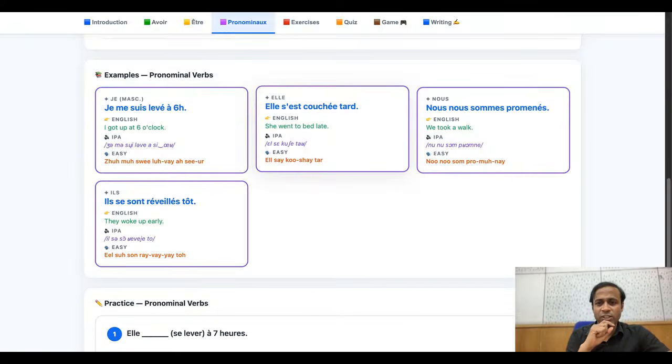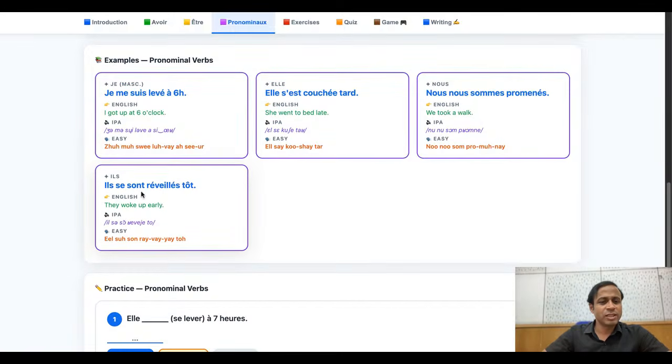So elle se couche tard. Again, here we have added extra e because subject is feminine. Okay. Now, third sentence. Nous sommes promenés. Again, here we have added extra s. We took a walk because it is plural. Now, the last sentence. Ils se sont réveillés tôt. So they woke up early. Again, here we have added s because subject is plural.